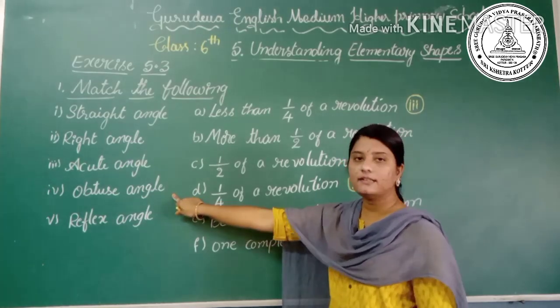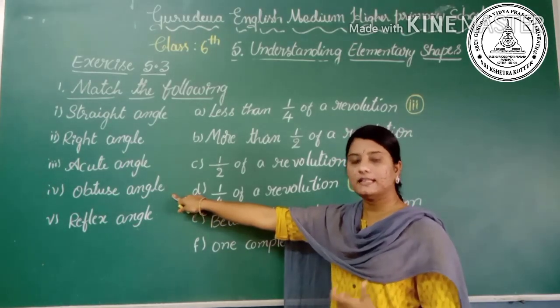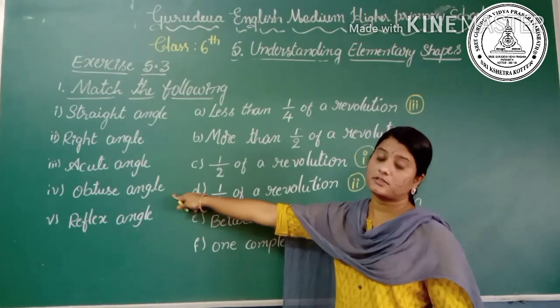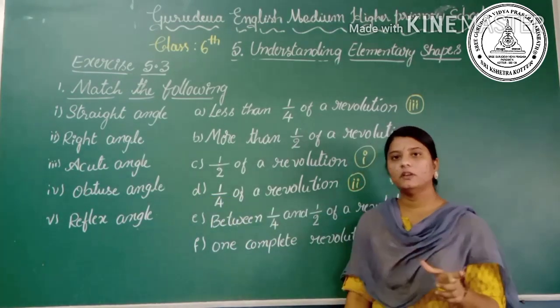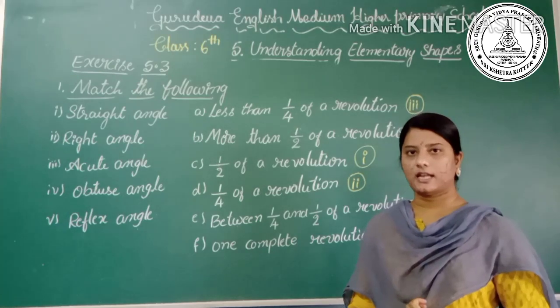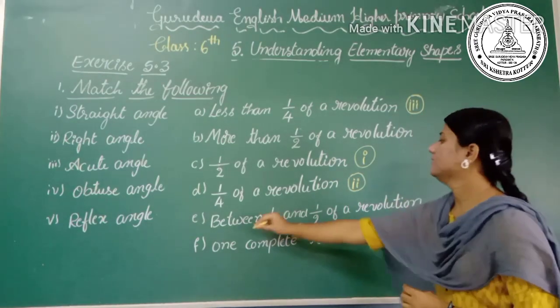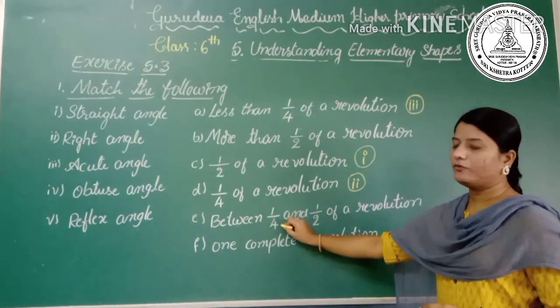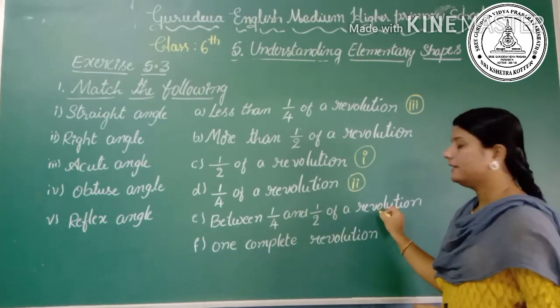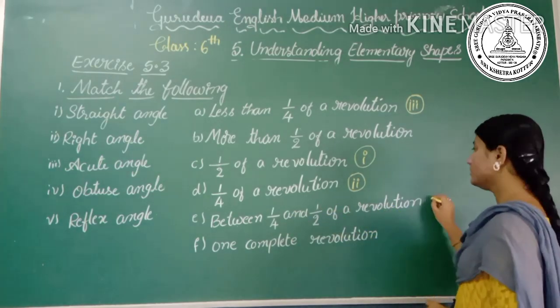Then the fourth one is obtuse angle. The obtuse angle is greater than the right angle and less than the straight angle. So it comes between the right angle and the straight angle. Right? See here. Yes. The E option is between 1/4 of a revolution and half of a revolution. So it is the obtuse angle.